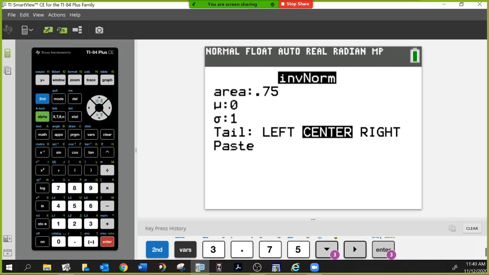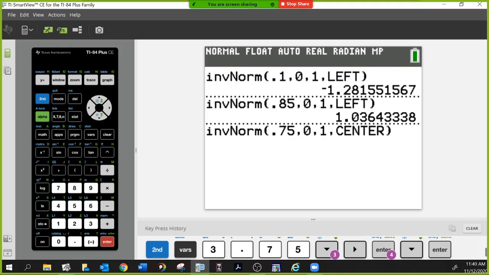So what it does is it will not go to the next line for some reason. It gives you both of your z-scores. It just hands them to you.